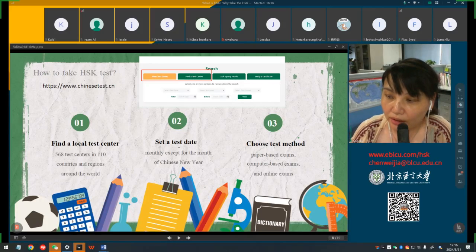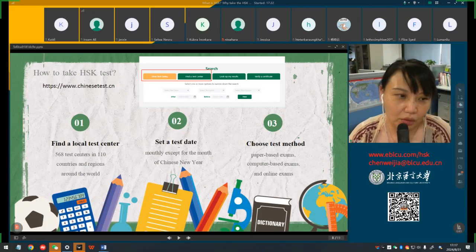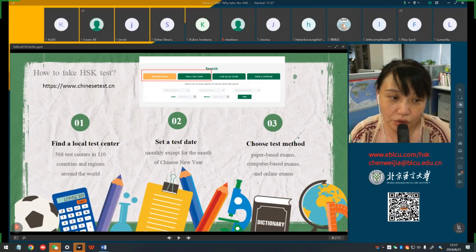Exam registration cannot be conducted across borders, so you need to take the exam at your local exam center, where you are resident right now. Even for online exams, registration at a local exam center is required. So the HSK exam has almost more than 500 test centers in more than 100 countries and regions around the world. So I believe you can find a test center near you.